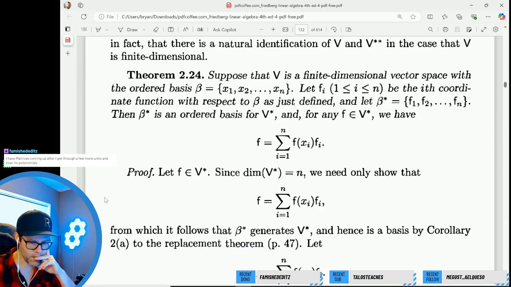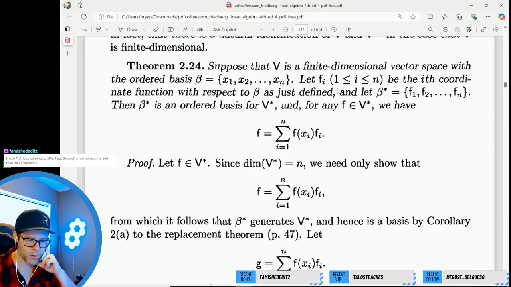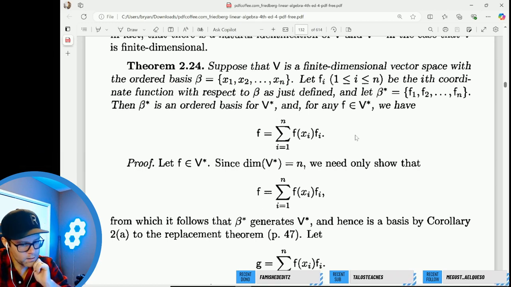Okay, let's take a look at theorem 2.24. Suppose that V is a finite dimensional vector space with ordered basis beta. Let Fi be the ith coordinate function with respect to beta. And let beta star, so this is a set of linear functionals, and specifically it looks like the set of the ith coordinate functions. Then beta star is an ordered basis for V star. Oh, cool.